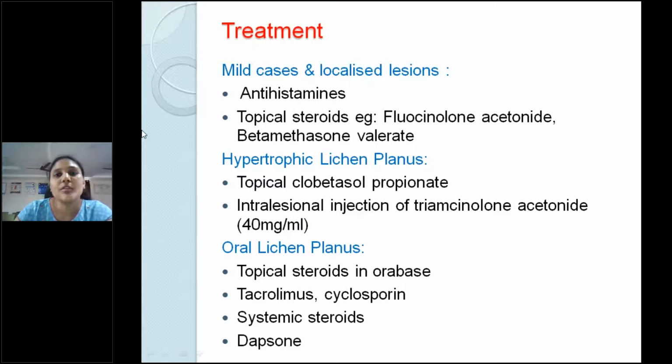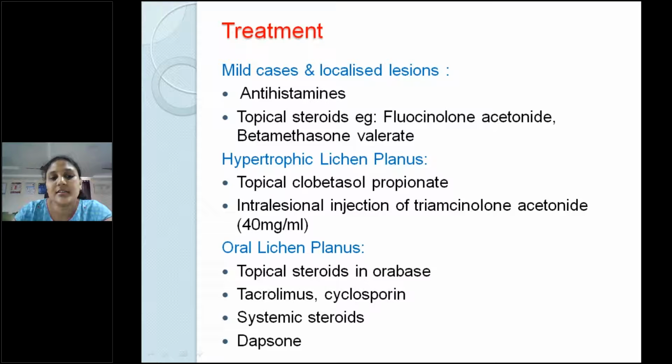That is why we give intralesional steroids. What we do is take a triamcinolone acetonide injection, which is 40 mg, and using an insulin syringe, we inject this solution directly into the hypertrophic LP lesion. That way, the thickness of the lesion will come down, and the topical steroid will also work better if you start giving intralesional steroid.